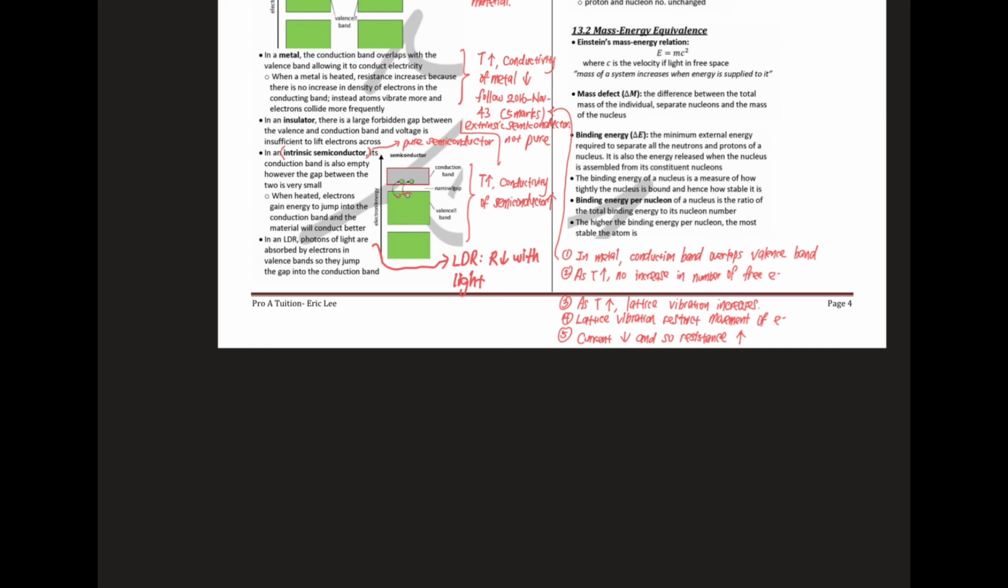Okay, so let's see how it works. Photons of light. Photons again. Photons mean packets of energy. So imagine the light has energy, and the energy is put inside a plastic bag. So it seems like it becomes a particle, because you put the energy in the plastic bag. Okay, so photons of light are absorbed by electrons in the valence band, so they jump the gap into the conduction band.